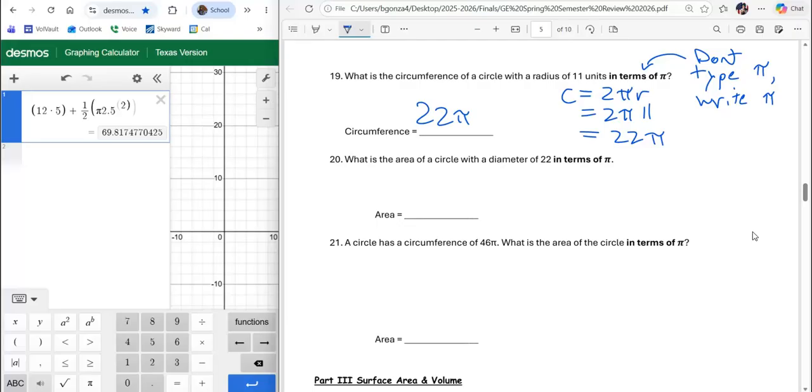All right. What is the area with a diameter? So if the diameter is 22, the radius is half the diameter, which is 11. So area is pi r squared. So it's going to be pi 11 squared, which is, don't multiply the pi, 121 pi.